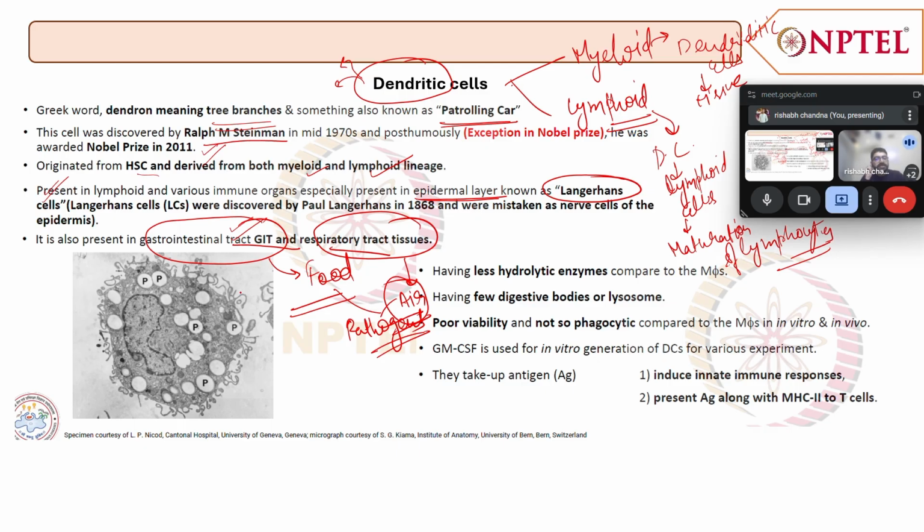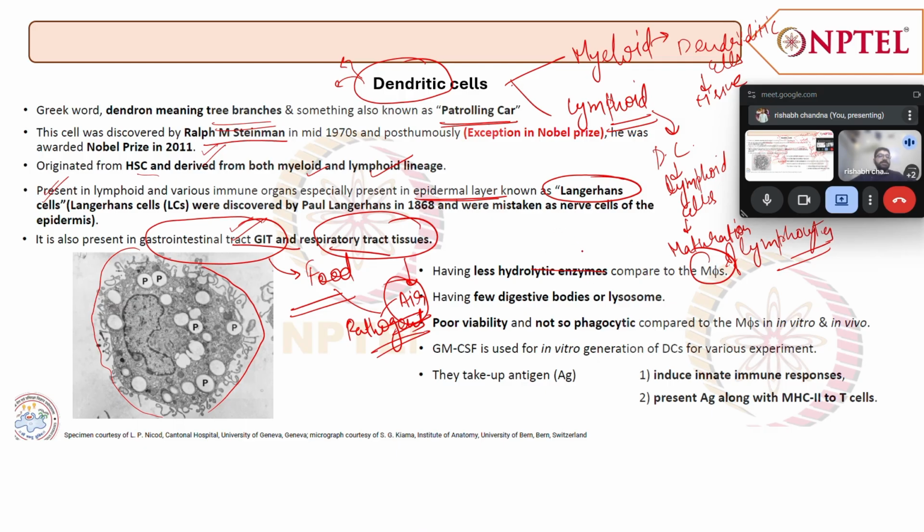This is the basic structure of the dendritic cell under an electron microscope. As you can see here, there are various branches at its ends. These branches give the dendritic cell its name, from dendron. They have fewer hydrolytic enzymes as compared to macrophages. These are called patrolling cells.